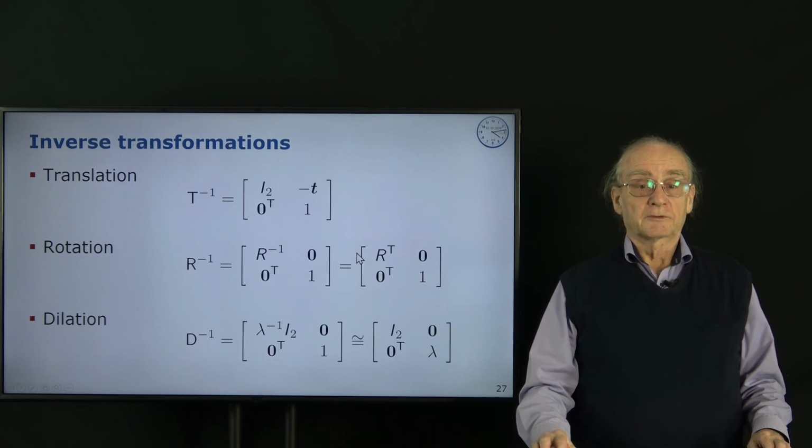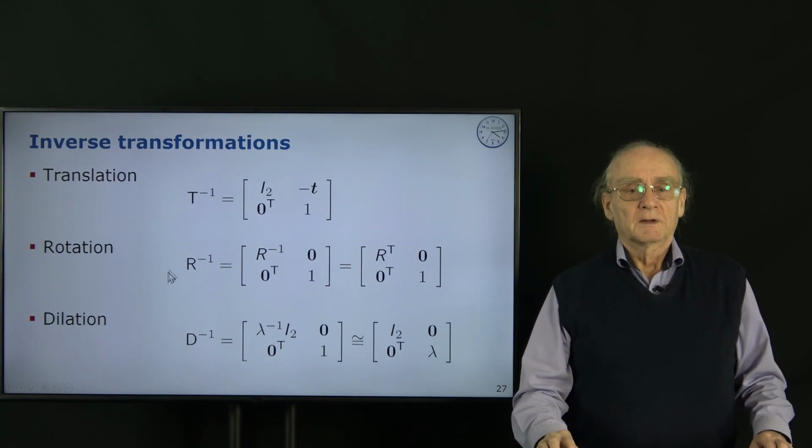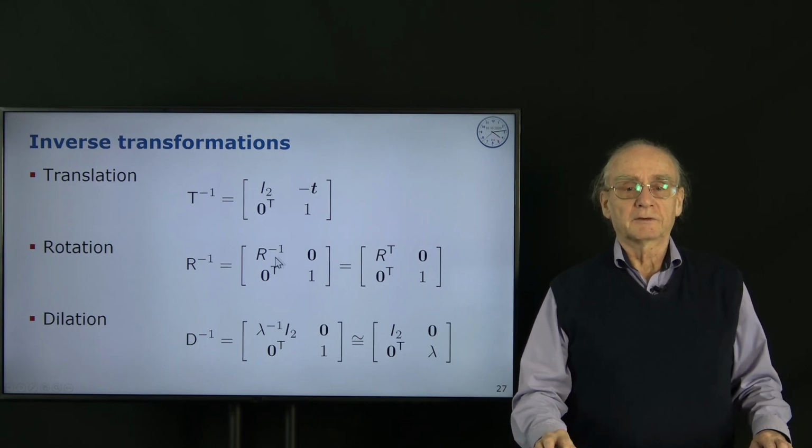For the individual transformations, we see what happens. The inverse translation, of course, is just here minus t. Here for the rotation, we have here the rotation matrix inverted, which is identical to the transpose of the rotation. And here the dilation, it just takes the inverse of the factor lambda, which we could also write in this form, putting the lambda here, but we will not use this property.